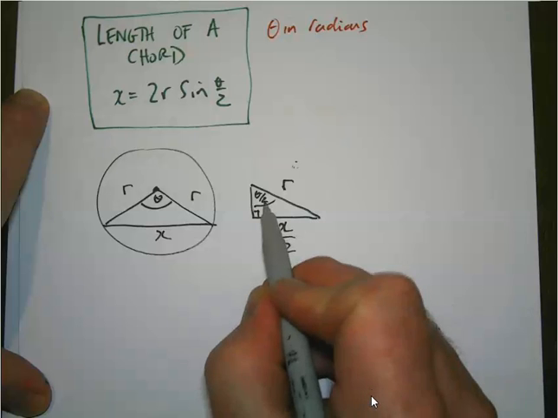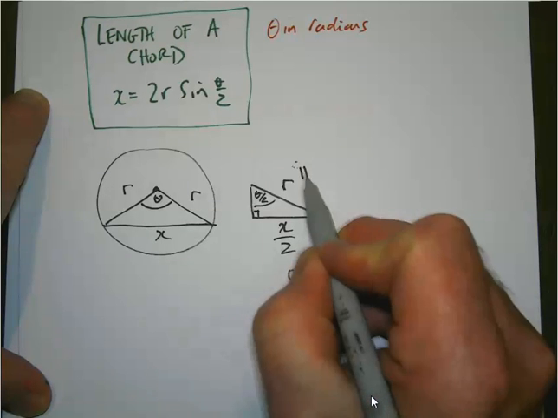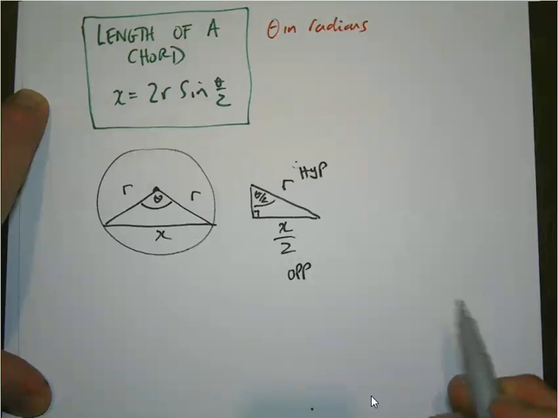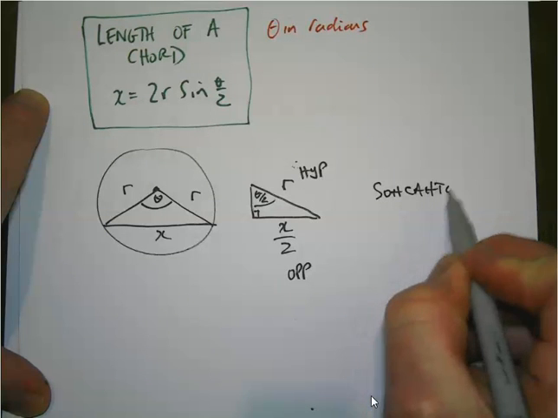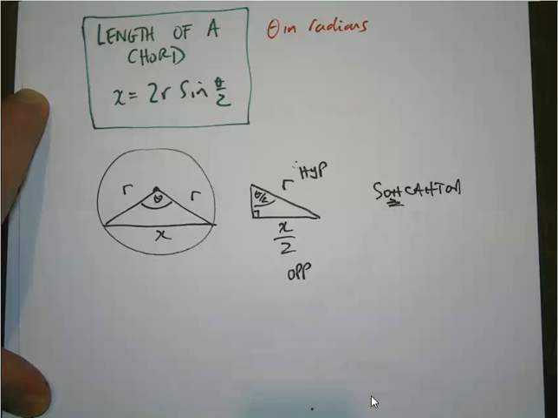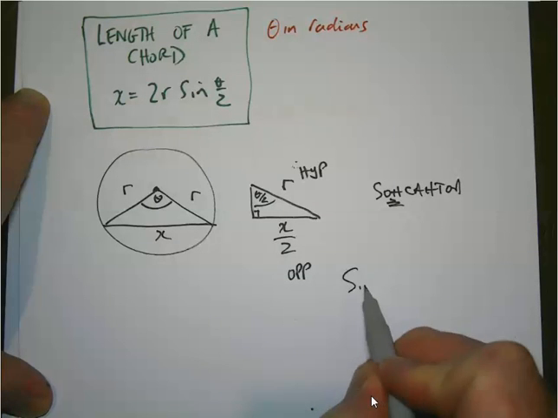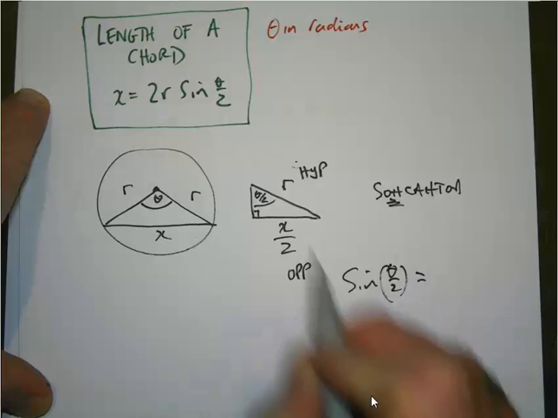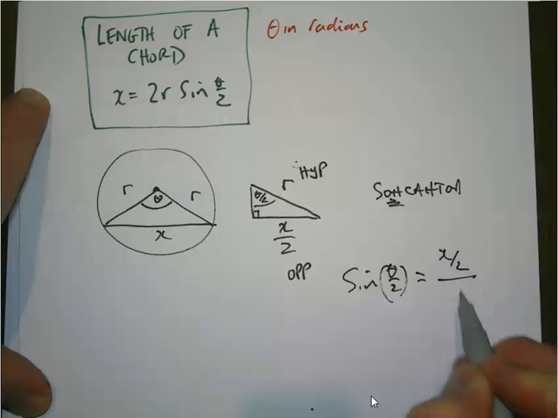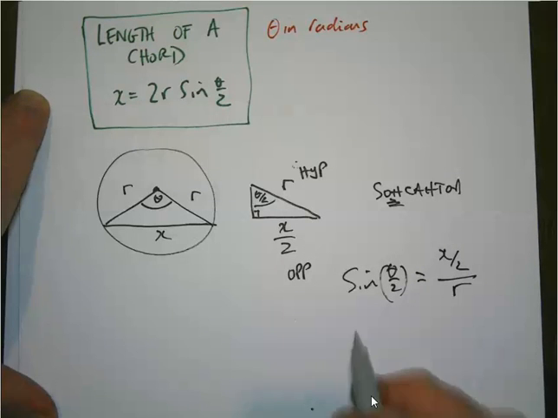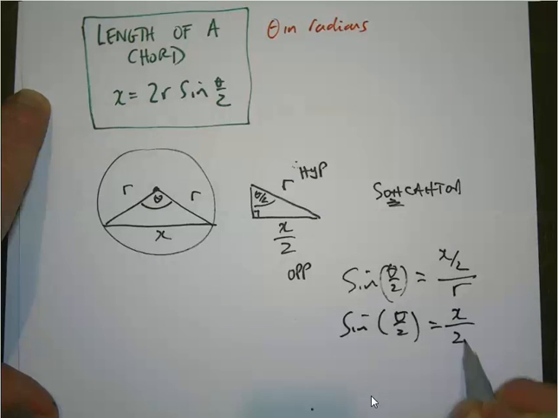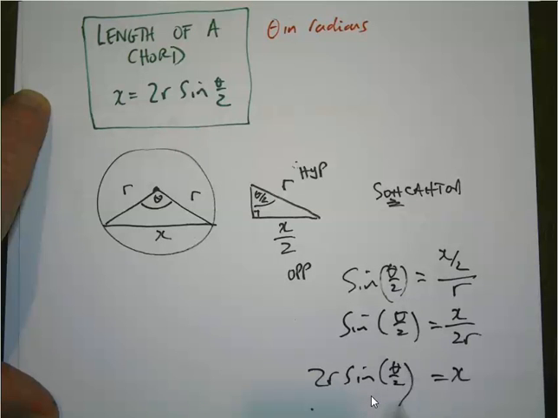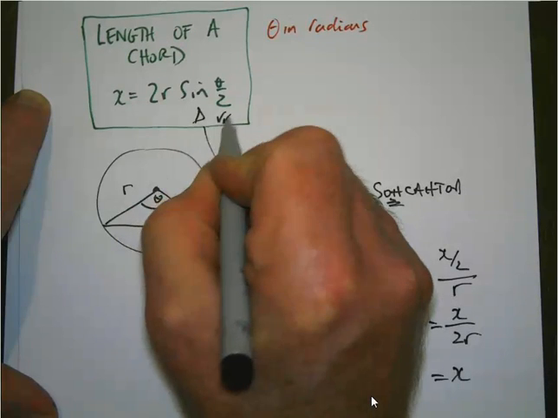If this is my angle, this will be opposite, this will be hypotenuse, therefore I'm going to use the sine function. Because of SOHCAHTOA, if I have opposite and hypotenuse, I would use sine. So the sine of the angle theta on 2 will equal opposite, which is x on 2, on hypotenuse, which is r. Sine of theta on 2 equals x on 2r, and x will equal 2r sine theta on 2, which is what my rule was.